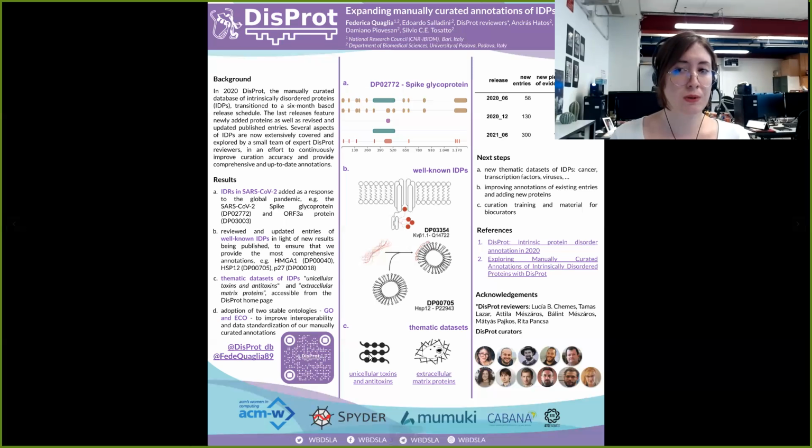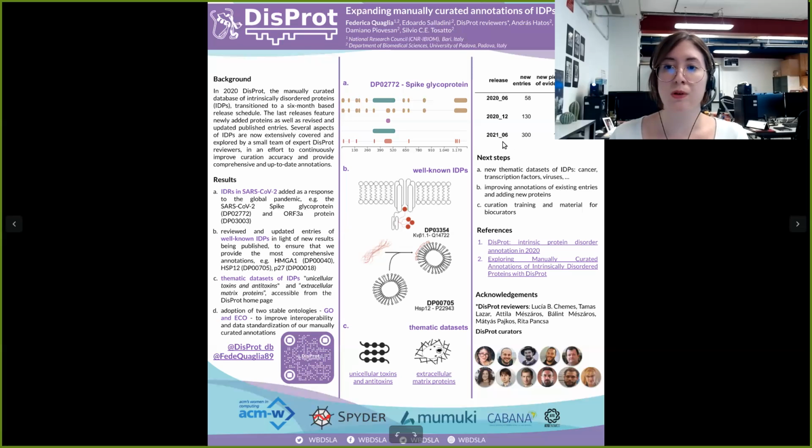Then, in order to improve interoperability and data standardization of our annotations, we have been adopting two stable ontologies: the Gene Ontology for the annotation of interaction partners and functions of IDPs and ID regions, and the Evidence and Conclusion Ontology for the annotation of the experimental methods used to characterize intrinsic disorder in proteins.